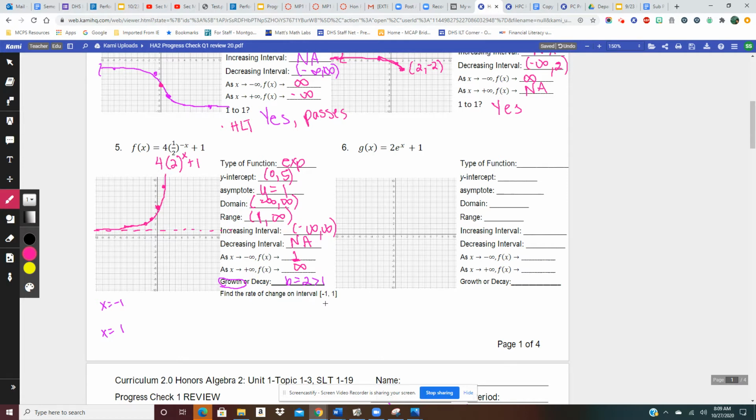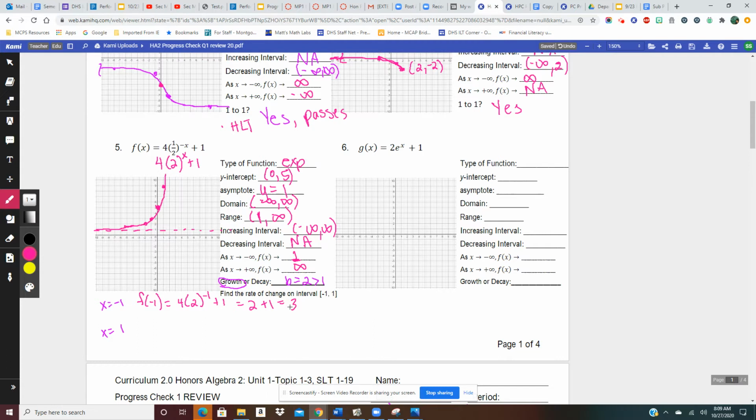Find the rate of change on the interval -1 to 1. So again, I'm going to do x is -1, so I'm going to do f of -1 and plug it in. So I'm going to do 4 times 2 to the -1 plus 1. All right, 4 times 2 to the -1, that means I flip this over and it's going to be 1/2. So 4 times 1/2 is 2. So that's 2 plus 1 equals 3.